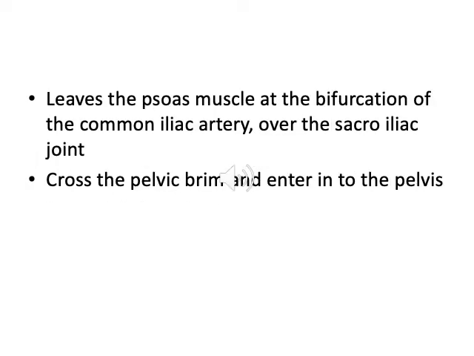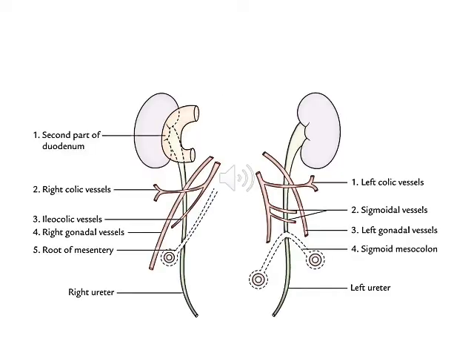The ureter leaves the psoas major muscle at the bifurcation of the common iliac artery over the sacroiliac joint, crosses the pelvic brim and enters into the pelvis.